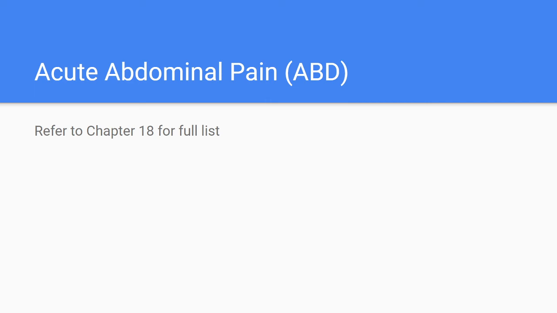All right. So you've got your esophagitis, which is inflammation of the esophagus. This can come from GERD, alcohol, and drugs.